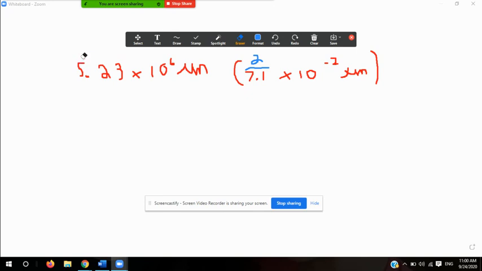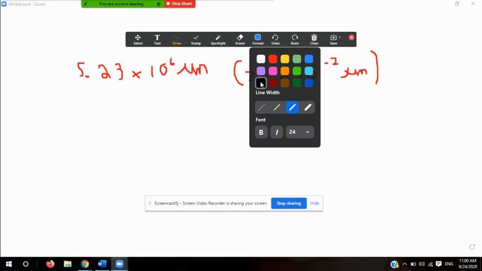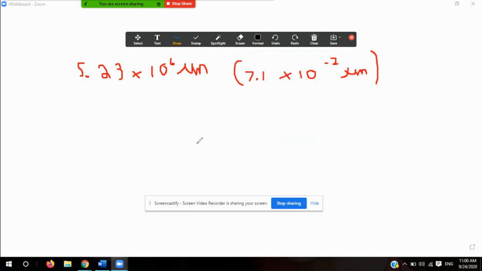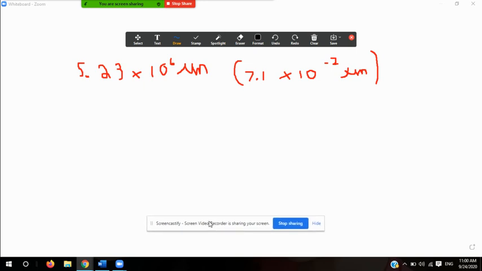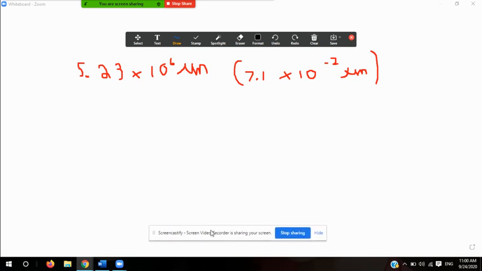Anyway, if we go to page 50, specifically problem number 2, they're talking to us about 5.23 times 10 to the power of 6 micrometers, and they want us to multiply that by 7.1 times 10 to the negative 2 micrometers.